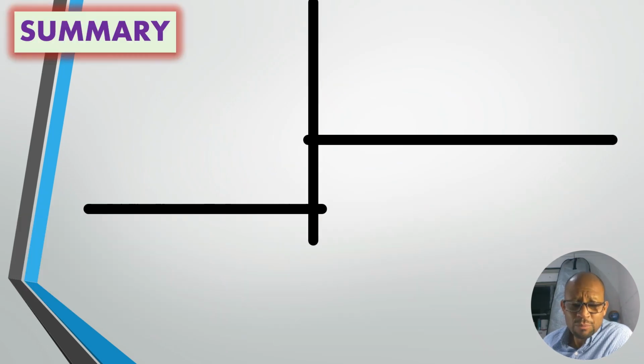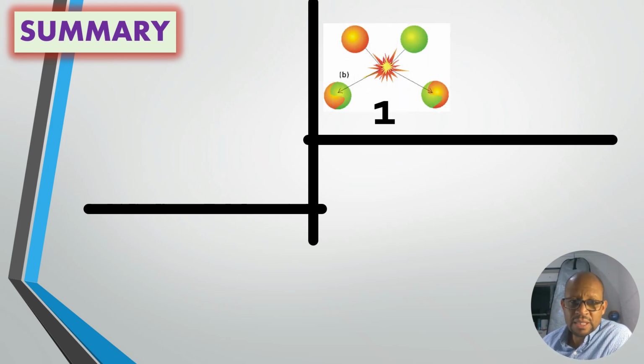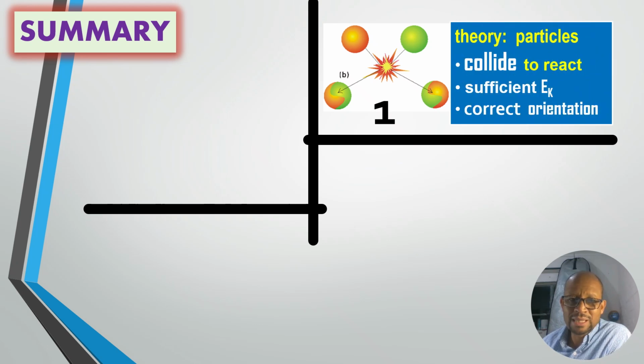Okay, we've come to the end of this particular topic, and we want to summarize so that we can get a sense of what we spoke about. The first part, we looked at the collision theory, and we said that particles must have sufficient energy when they collide, and the second condition for the collision theory was they must have the correct orientation. Remember those two conditions, both of them must be met.